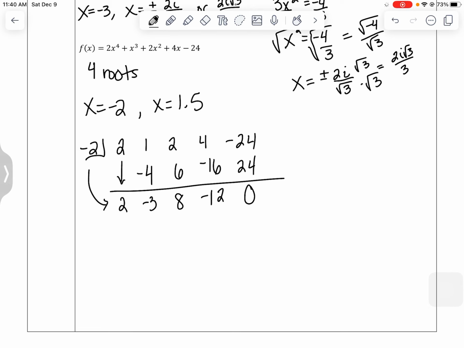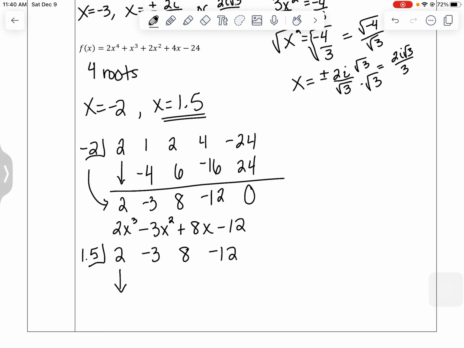Okay, so since I went from an x to the fourth, this would be 2x cubed minus 3x squared plus 8x minus 12. Now, you might be able to do factor by grouping here and then solve from there. Or because I have another real root, I can substitute that in synthetically and use these coefficients, the ones that I just got, and divide one more time.